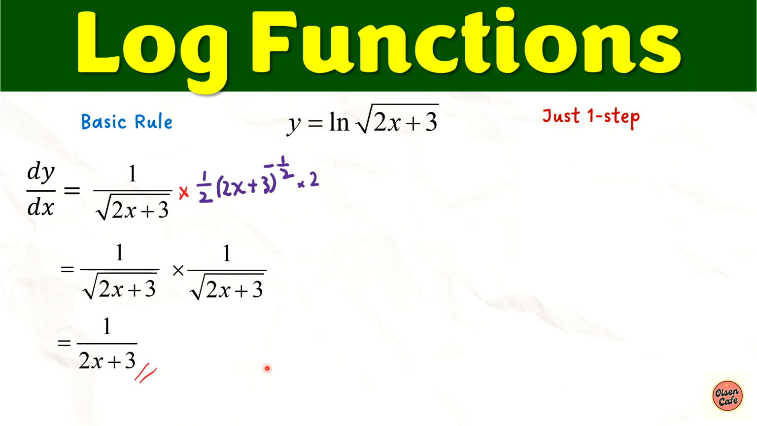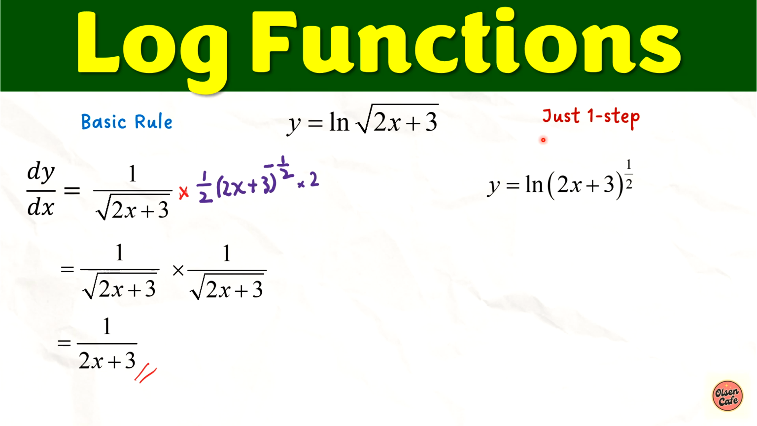Now, how am I going to differentiate this in just one step? Before that, I will take a look at this ln function. Am I able to simplify this? What I'm going to do is rewrite this function. That means I simply replace the square root with the power of half.